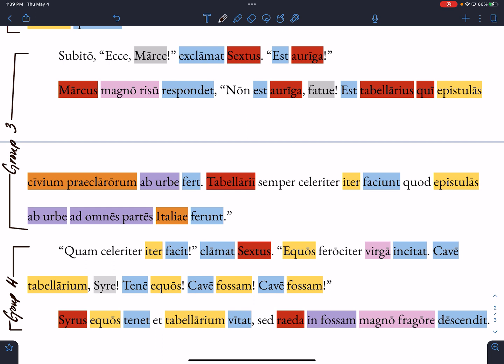And we mark magno risu as a prepositional phrase. Okay, but let me ask you this though. If magno risu is a prepositional phrase, where is my preposition? With a loud voice. So in English you have it, but in the Latin, is there a preposition? Oh, no. So it can't be a prepositional phrase. It's a specific type of ablative. Oh, I'm wrong.